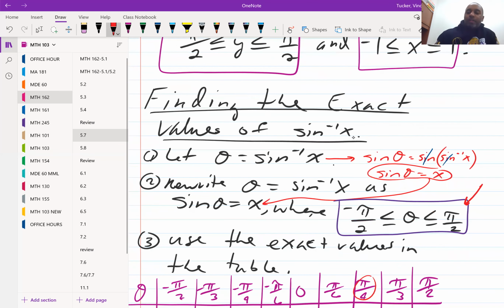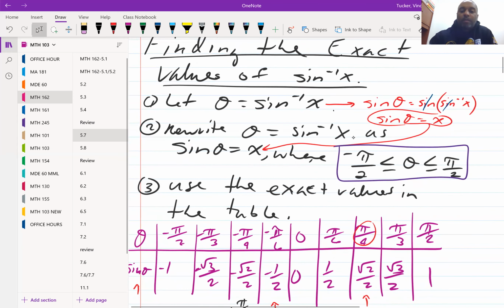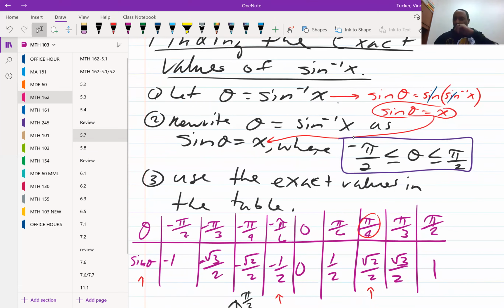And then this is going to be key here as well. Making sure we don't go outside of that domain when plugging in values for theta. Can't go larger than pi over 2 and no less than negative pi over 2. And then we could use the exact values in the table.